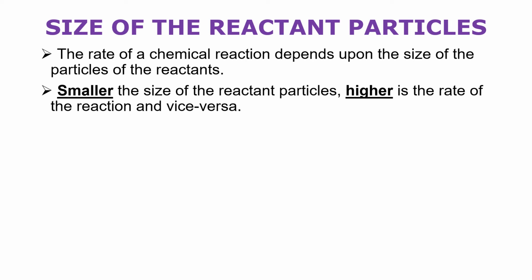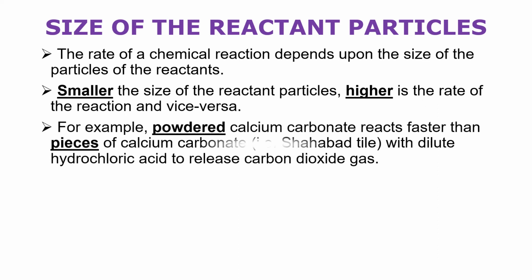If you take small size reactant particles, the speed will be higher. If I take big size reactant particles, the speed of the reaction will be slow, or it will take place at a lower rate. Smaller the size, faster is the reaction, and greater the size, lower is the rate of the reaction. For example, powdered calcium carbonate reacts faster than pieces of calcium carbonate.